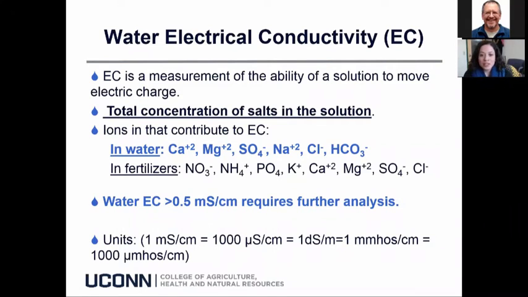Why it matters to us is because it's an indicator of the total concentration of salts in the solution. There are many ions present in water sources that contribute to this electrical conductivity. So the rule of thumb is, if your electrical conductivity is greater than 0.5 millisiemens per centimeter, it requires further analysis, because you do want to pinpoint whether that electrical conductivity comes from calcium, sodium, or chloride, because different management strategies will be required depending on what's contributing to a high electrical conductivity.